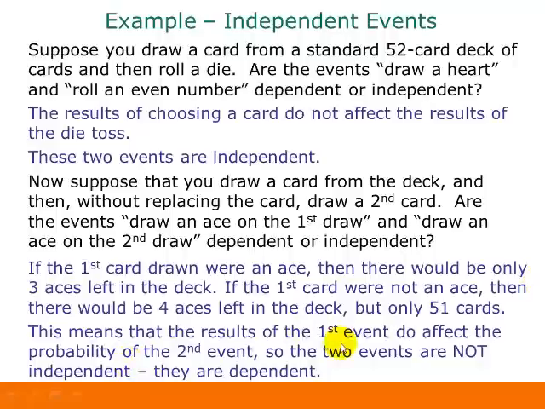This means that the results of the first event do affect the probability of the second event. So the two events are not independent, they are dependent. In other words, what happens in the first event has an effect on the probabilities for the second event.